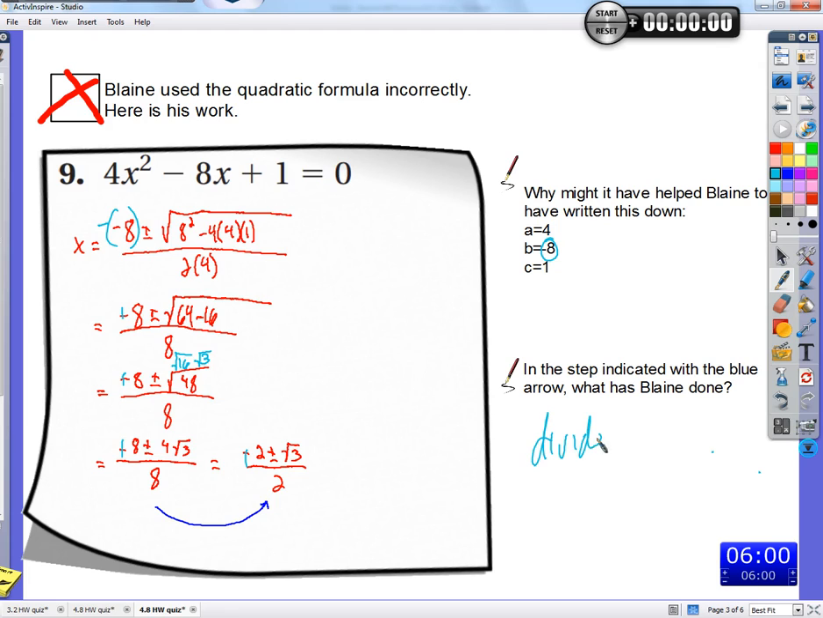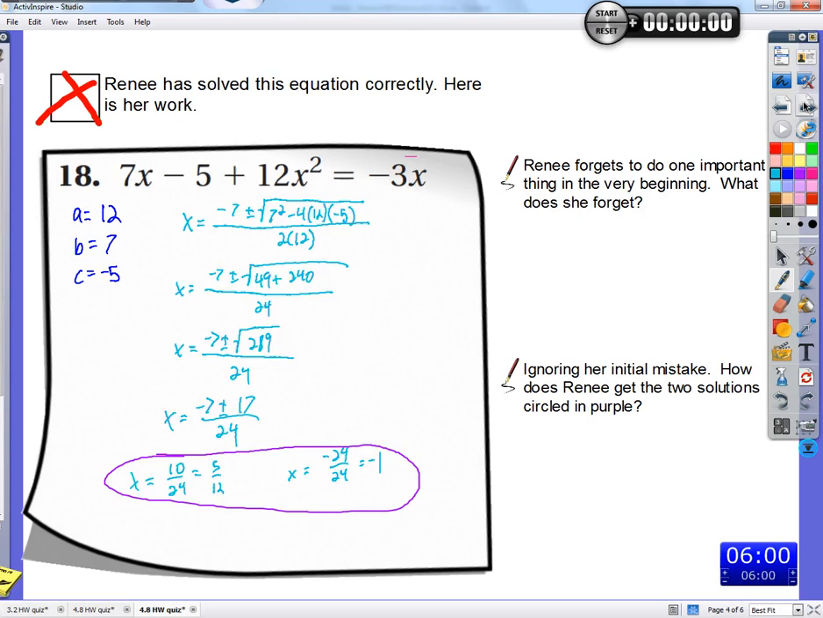So he divided every term by 4. All 3 terms he divided by 4. So now our A, as we solve this equation incorrectly, Renee forgets to do one important thing at the very beginning. What does she forget? Let's take a look. Write it down. Well, I have a question on the other one.